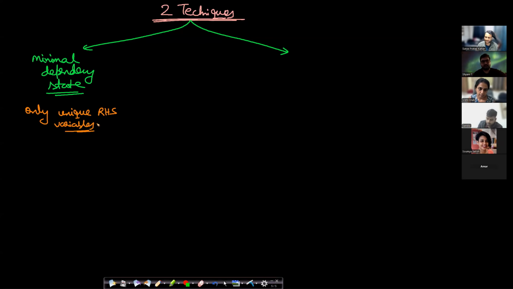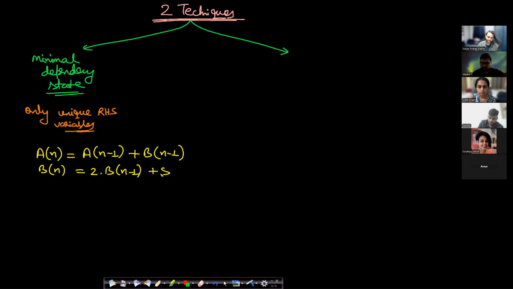So let me give you a question and you please give me the column vector for that. Example, A of n equals A of n minus 1 plus B of n minus 1. B of n equals 2 times B of n minus 1 plus 5. C of n equals C of n minus 1 plus n times A of n minus 1. So please give me the state vector for this. S of n minus 1 or S of n, whatever.